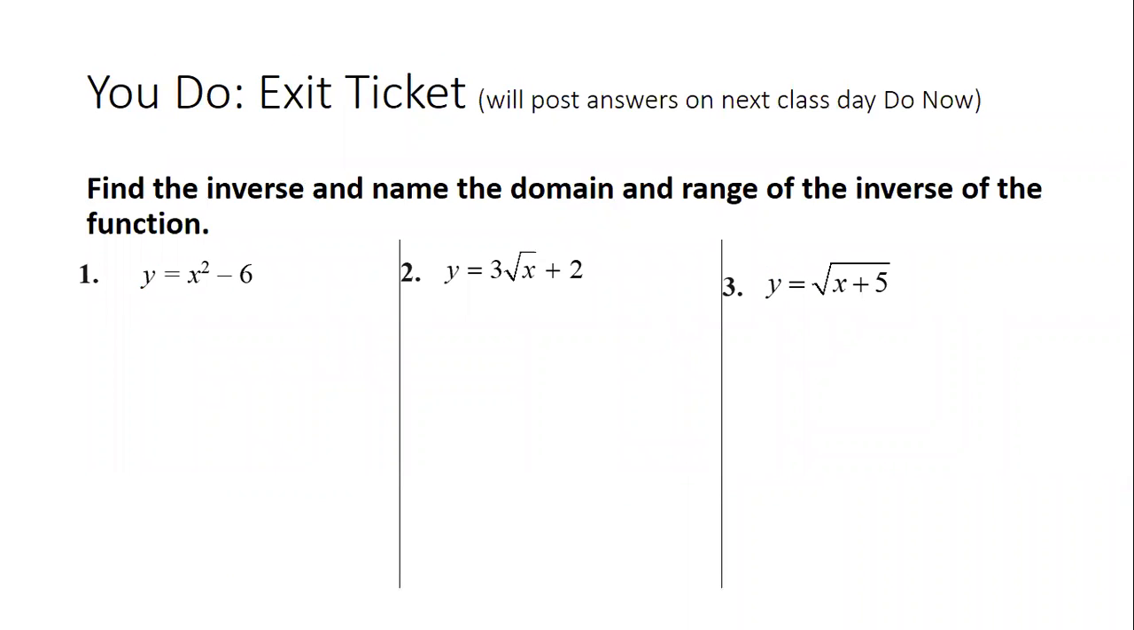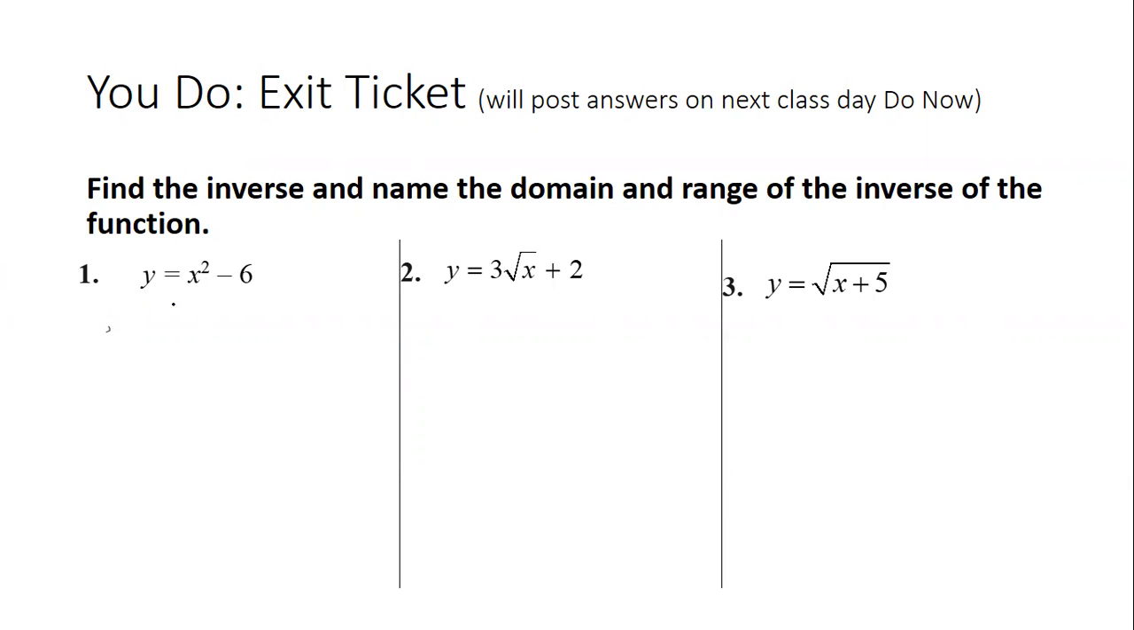Okay, we're going to do the first part first together, and then you're going to find the inverse and find the domain and range of the inverse, okay? But we're going to find the domain and range of the current function together using our previous skills. Cool? So we're going to start with number 1.